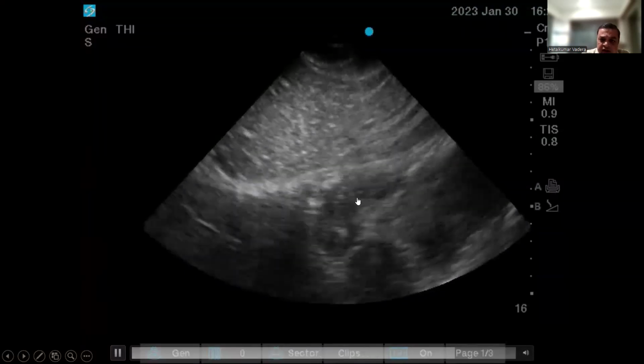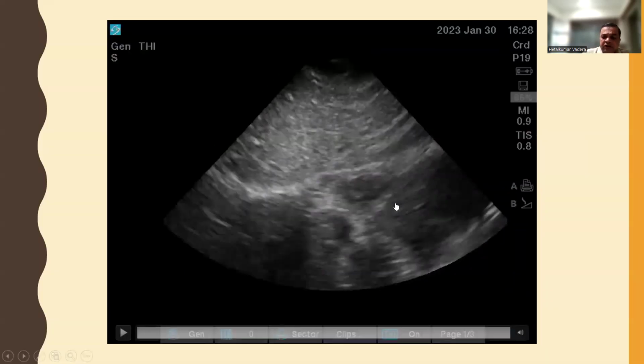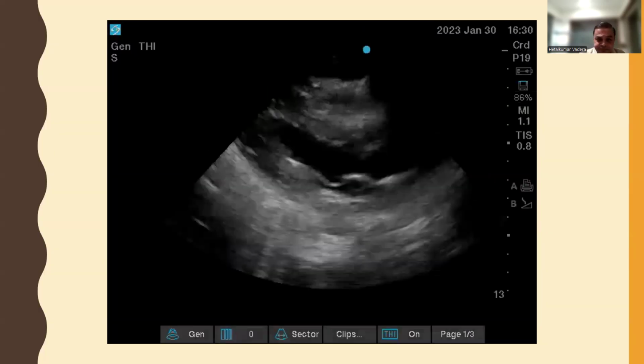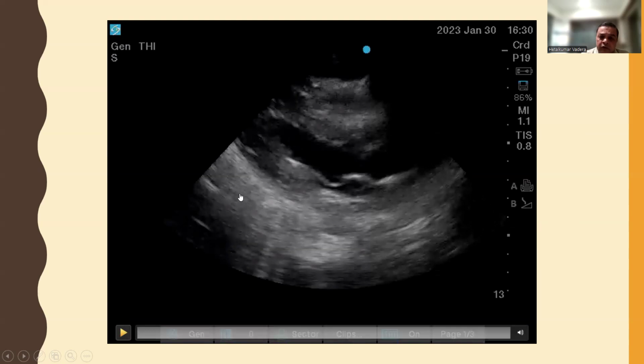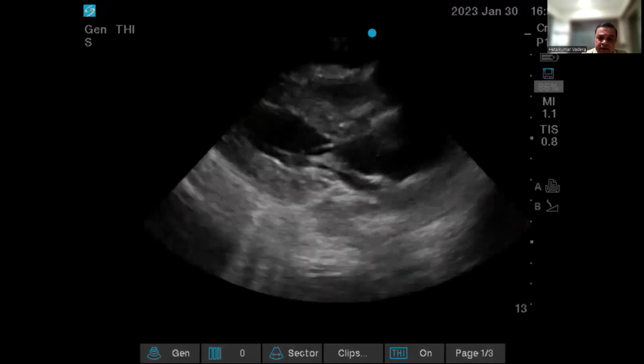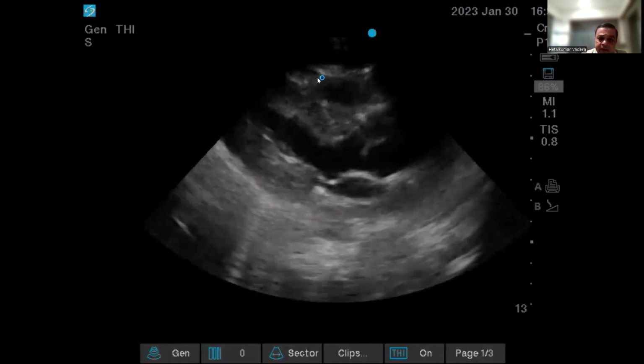So here you can see the heart. You can even evaluate the contractility of the heart. If you find any blood here in a trauma patient, there are chances of tamponade. So you should drain it immediately to prevent sudden cardiac collapse. At the same time, sometimes if you don't get a proper image there, you can go for the parasternal long axis view. This is the parasternal long axis view. We'll see. You can see this is the left ventricle. This is the left.